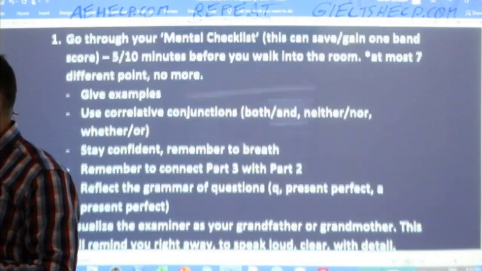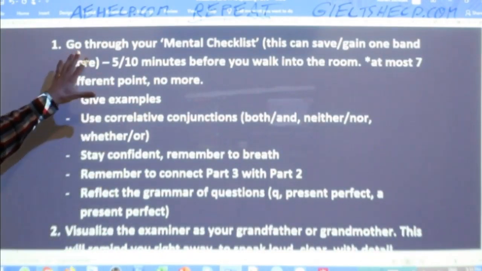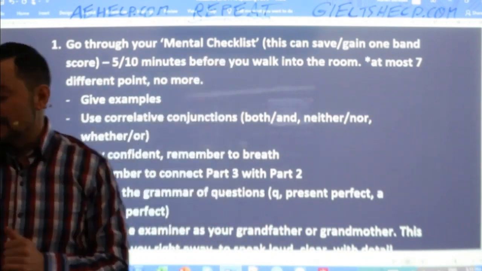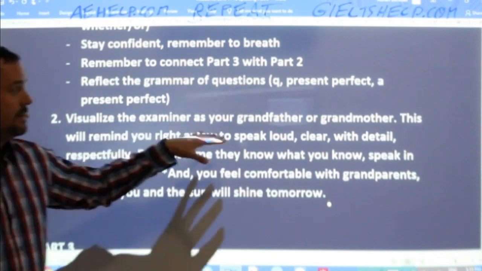So these are the two really important points to keep in mind when you're going for your speaking interview. Go through your mental checklist. That's going to be different for everyone based on your weaknesses, and visualize the examiner as your grandfather, grandmother.